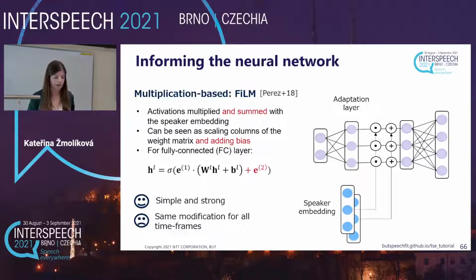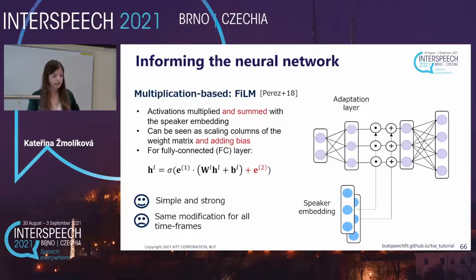There is one more variant of this called FiLM, feature-wise linear modulation, where after the multiplication there is also an addition. The FiLM method is very commonly used in other areas such as voice conversion or image processing, and it is essentially very similar to the simple multiplication.